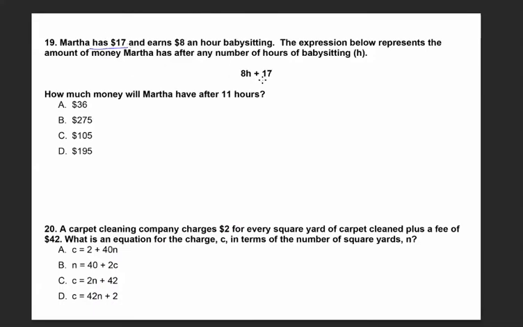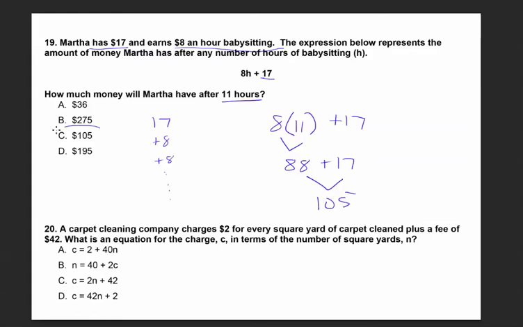Martha has $17 and she earns $8 an hour for babysitting. This expression explains how much money she has after each number of hours. It says how much money will she have after 11 hours. I could either just start with $17 and add 8 11 times, but that would be a lot of work. I can use this expression to help me. I can say she gets $8 11 times plus the 17 that she already has. So those 11 hours will give her $88, and if we add the 17 she already has, we get $105. Answer choice C.